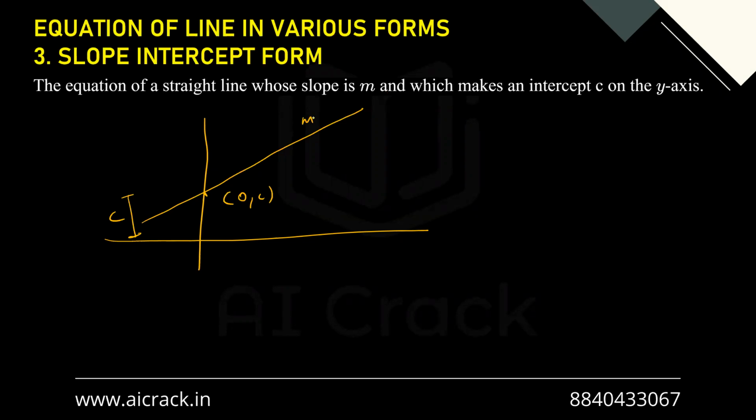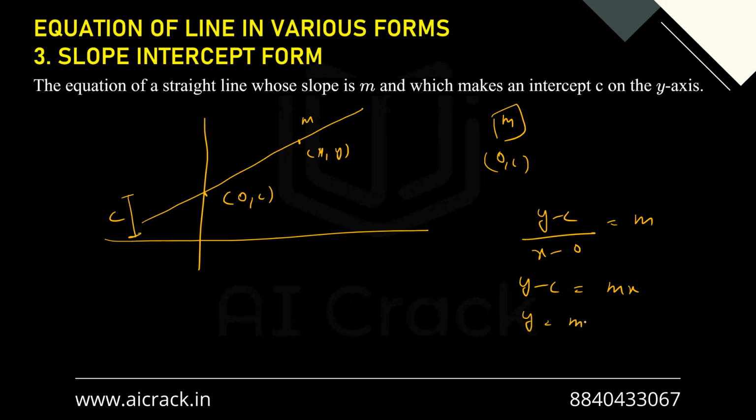Now again, the basic format: we have the slope and we have the point, given point (0, c), and we have to write down the equation. So take a variable point (x, y) and write down the equation. That would give me (y minus c), basically y minus y1, divided by x minus x1. x1 is 0 over here, and that equals m. So y minus c equals mx. So y equals mx plus c.